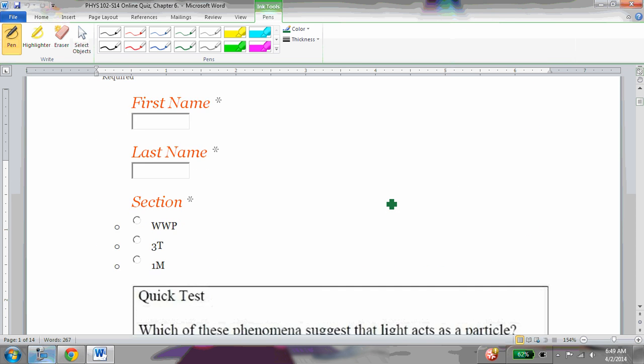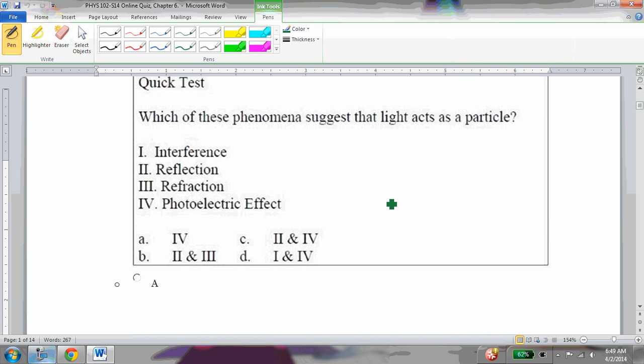Okay, this is chapter 6, quiz. Which of these phenomena suggests that light acts as a particle? Okay, well, not this one. This one is a wave. And remember, Thomas Young said this.